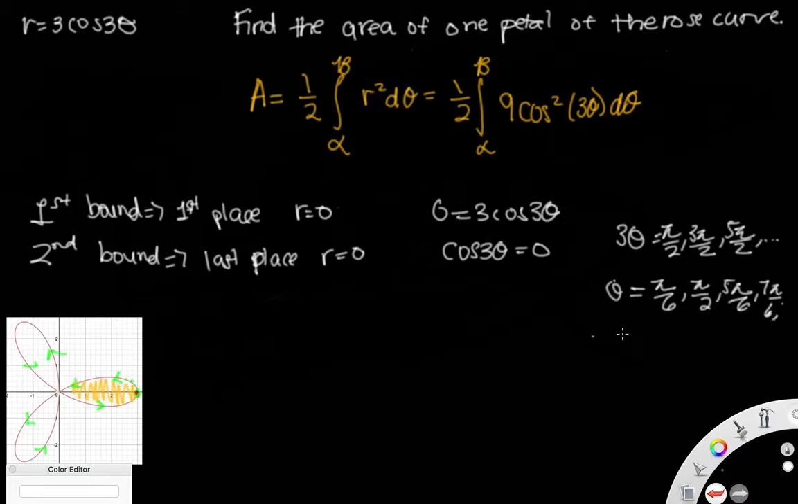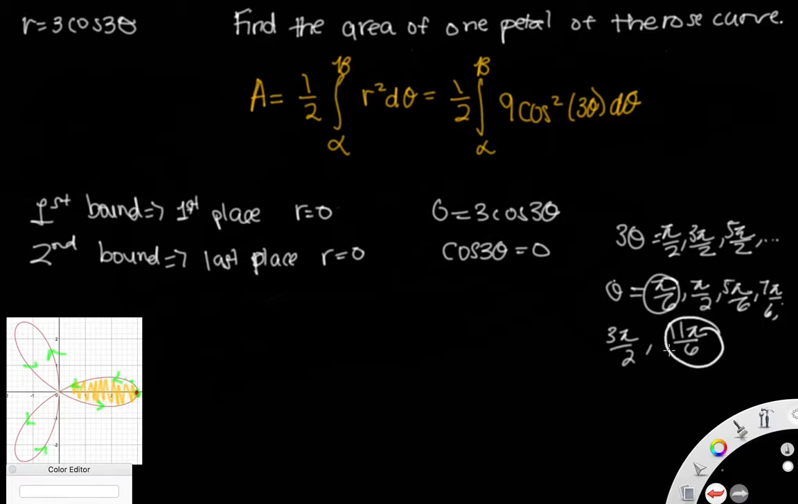You can keep going to 2 pi, which I'll keep doing. So 9 pi over 6, which is 3 pi over 2, and then 11 pi over 6. And then we hit 2 pi. So we stop there because the range is from 0 to 2 pi. So we know our first boundary is the first place where r equals 0, and that is the first theta, pi over 6. And the second boundary is the last place where r equals 0, 11 pi over 6.